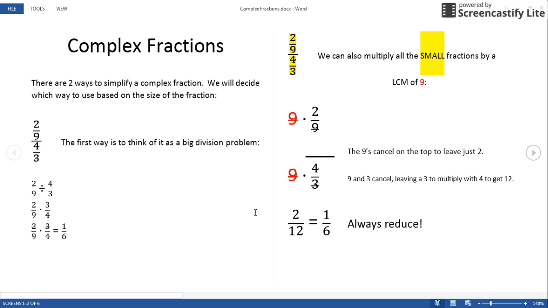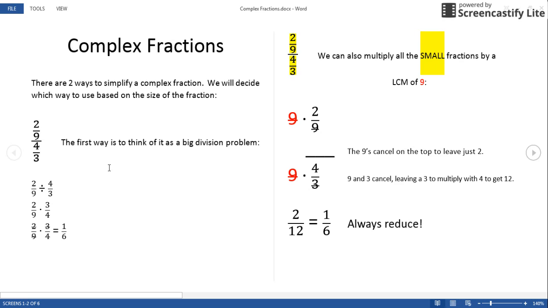Let's talk about simplifying complex fractions. There are two ways for us to simplify a complex fraction. We'll decide which way to use based on how big the fraction is. First, what it means to be a complex fraction is a fraction within a fraction. So like the one here where we've got one fraction on top, one fraction on bottom.